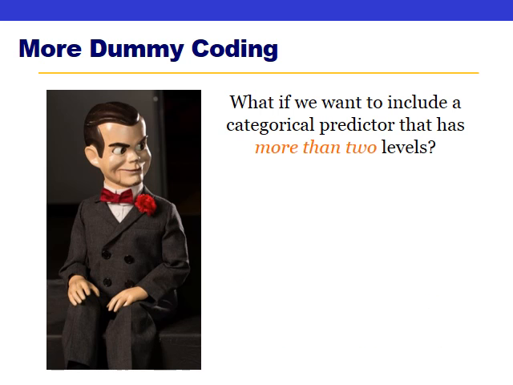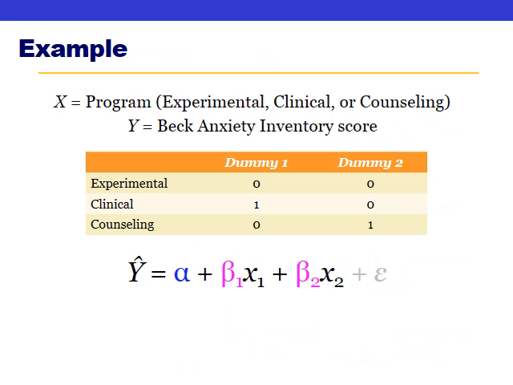We also talked about how to do dummy coding when you have a categorical predictor variable that has more than two levels. So the example that we looked at was if we wanted to code which program you're in, experimental, clinical, or counseling, to use in a regression. And what we saw is that you actually need to create multiple dummy variables in this situation. So things get a little more complicated. In fact, the number of dummy variables you need to create is equal to the number of categories minus 1.